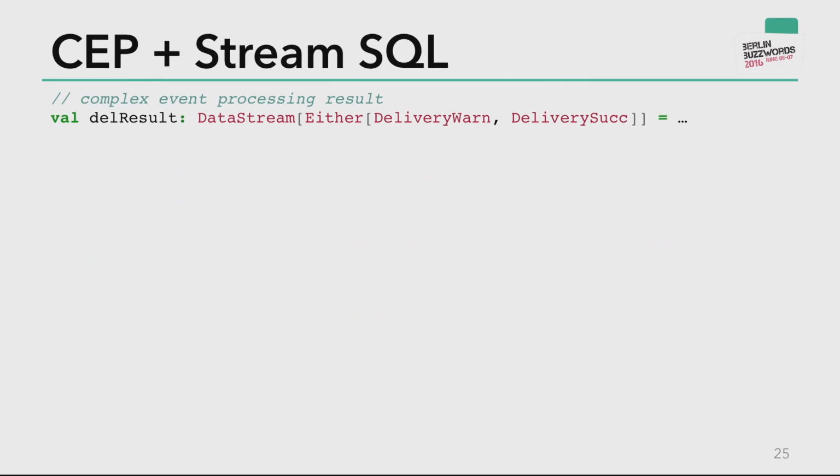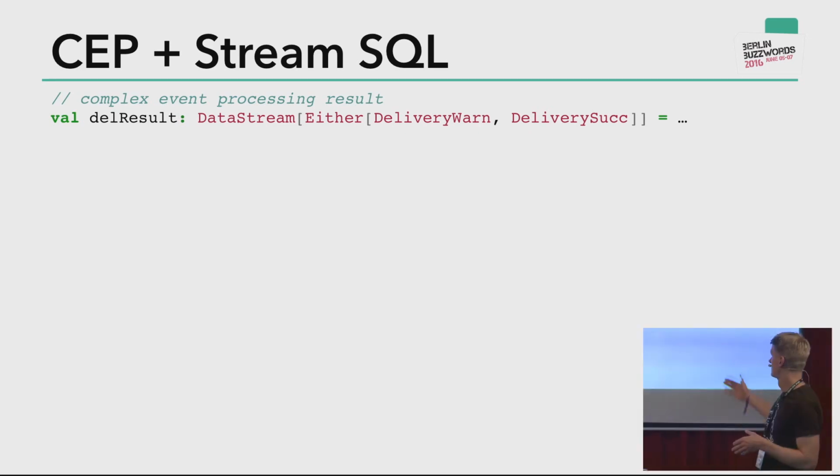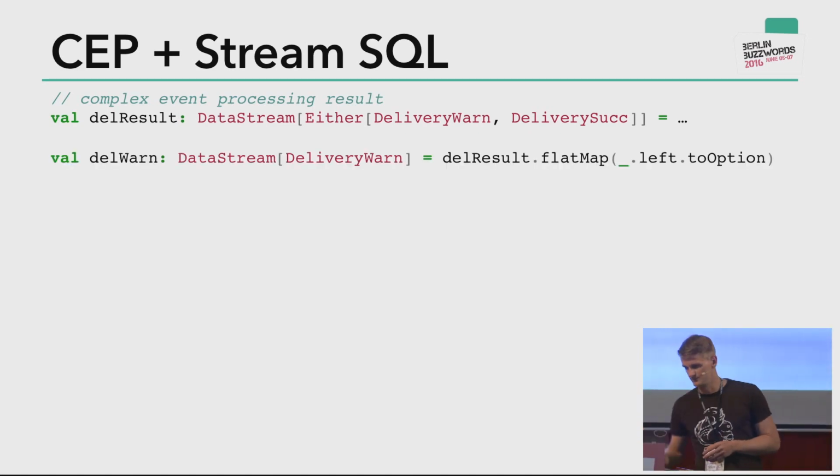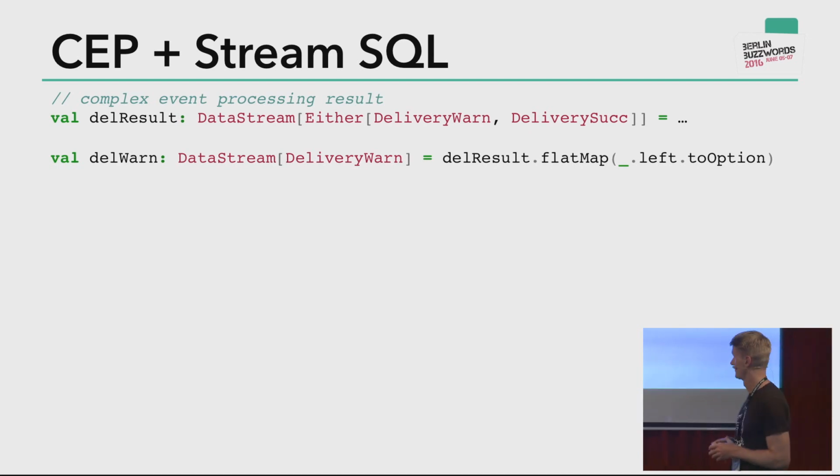So this kind of aggregation is a natural fit for stream SQL. So what we are doing now is combining both approaches. We first have, as a result, a data stream of either delivery warnings or delivery successes as a result of our previous CEP processing. And we now filter out the delivery success events because we only want to count the delivery warnings.